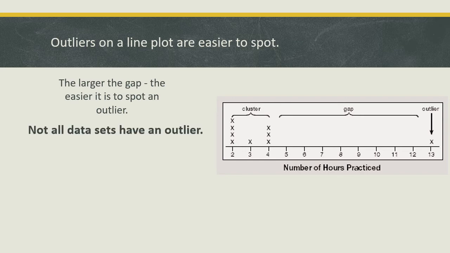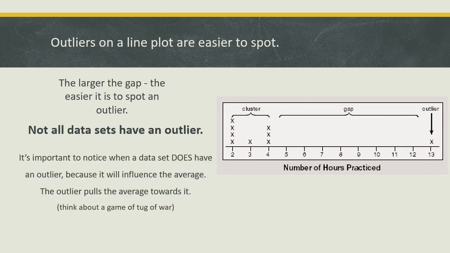Also important to note that not all data sets have an outlier. Just like mode, you don't always have to have an outlier or a mode. But it is important to notice when a data set does have an outlier, because it will influence the average. The outlier pulls the average towards it. I always think about a game of tug-of-war, and if you add another player, like an outlier, it's going to pull the average up or pull it closer to it.